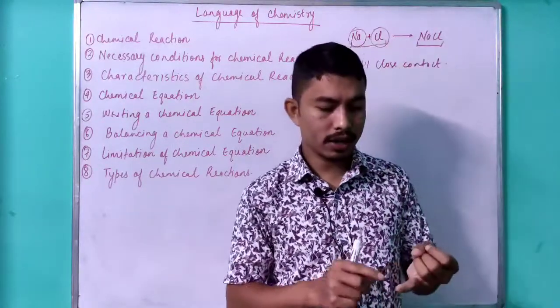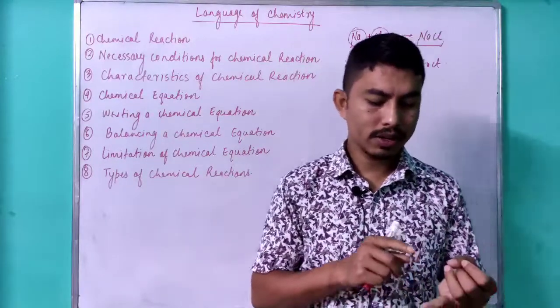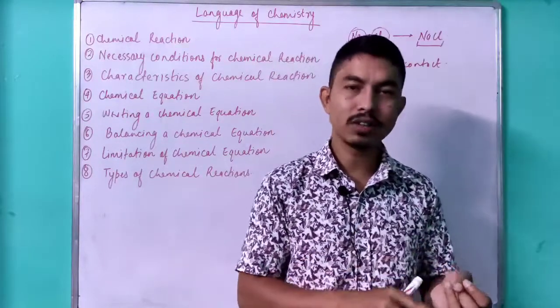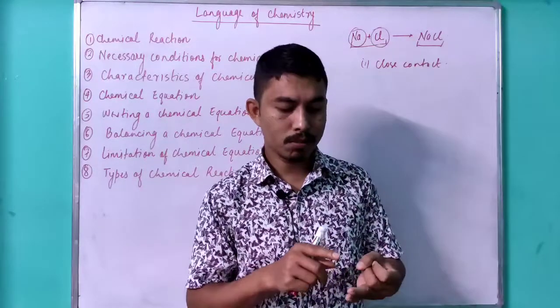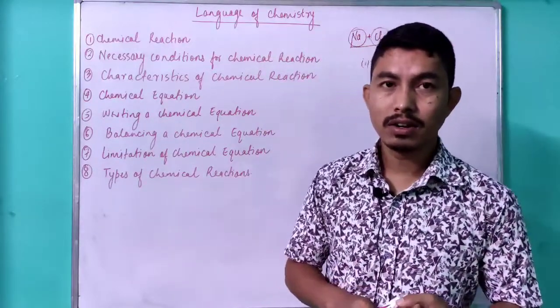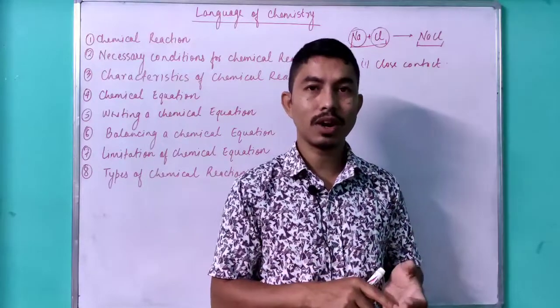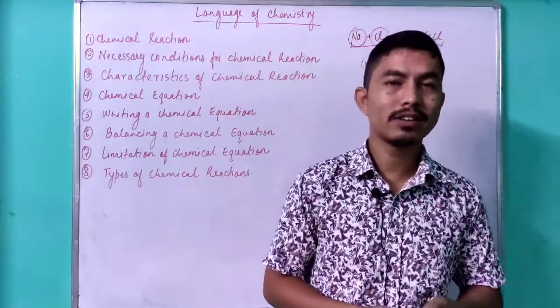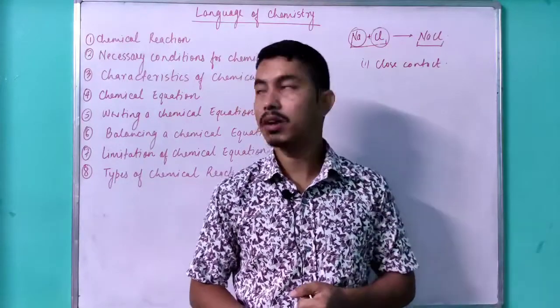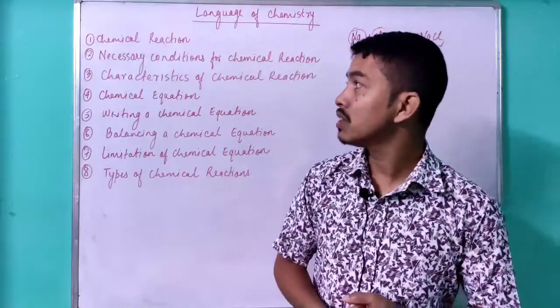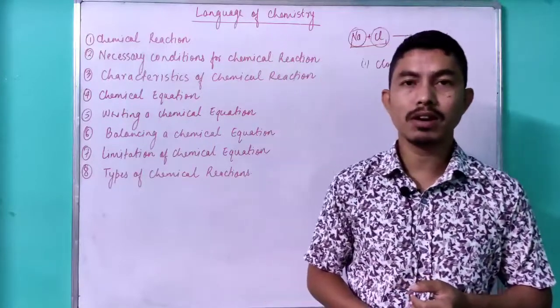So a few of them are close contact, heating, then some occur in the presence of light, some occur in the presence of sound. For some a solution is required, and for some a catalyst is required. Now what is a catalyst? A catalyst is a chemical substance that enhances the rate of a chemical reaction. Okay, so these are the necessary conditions for chemical reactions.